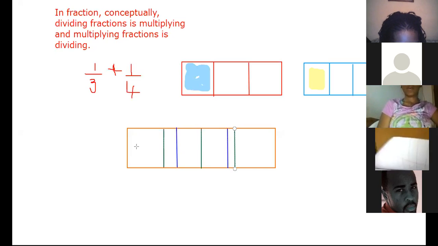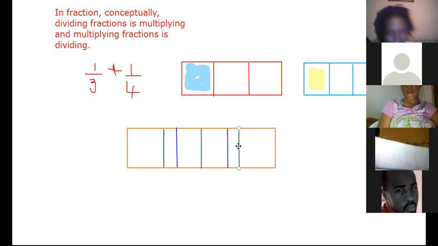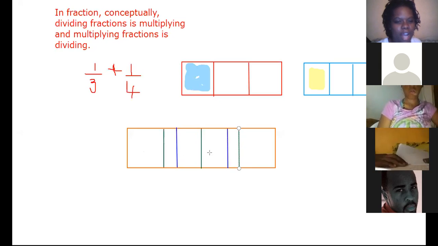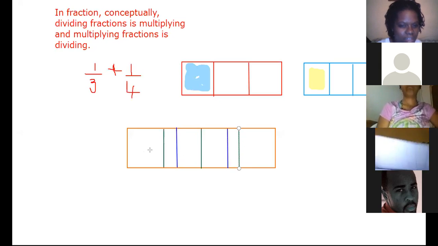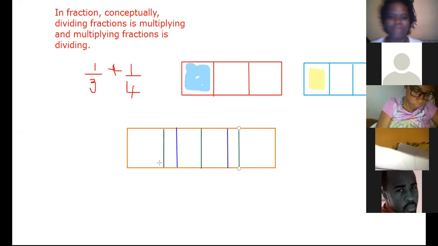Yeah, the green one wants to go, the last green one, a little bit more. This one? Yeah. Better? More. A little bit more. To the middle. Yeah. All right. So are we seeing that the blue lines mark the 1/3 and the green lines mark the 1/4? Yeah. All right.